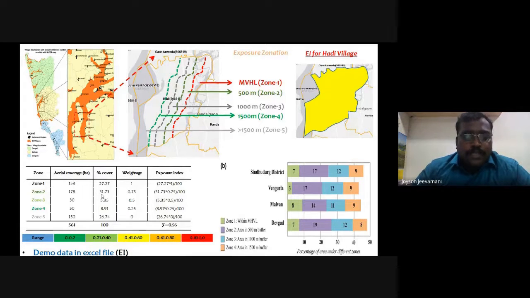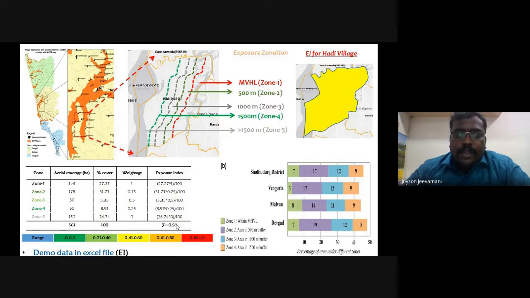We calculate the percentage of that, and we have given a weightage of 1 for zone 1 because it is the most vulnerable one, the directly impacted area. So it has the highest weightage, which we give as 1. Then zone 2, which is slightly away, 500 meters from the main hazard line, has a relatively lower weightage. So 0.75, 0.5, 0.25, and finally 0. These weightages we applied; if we multiply the percentage cover by the weightage and add, we get a value which is 0.56. This value will range from 0 to 1.